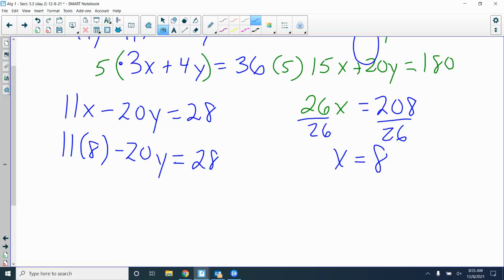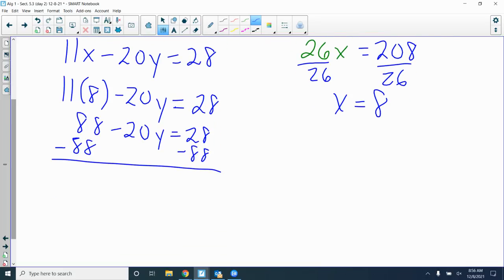88 minus 20y. Okay, keep going, Lance. What do you do now? You subtract 28 on both sides. I would subtract 88 to get y by itself. What's 28 minus 88? Negative 60.